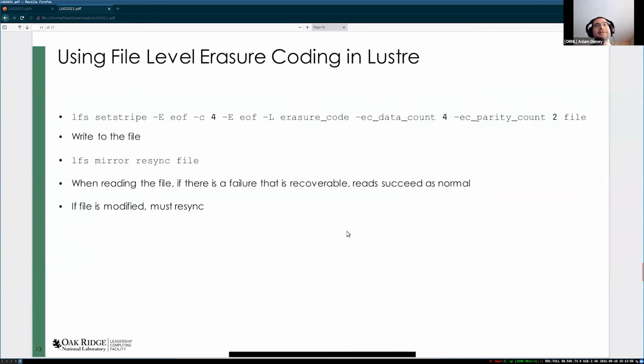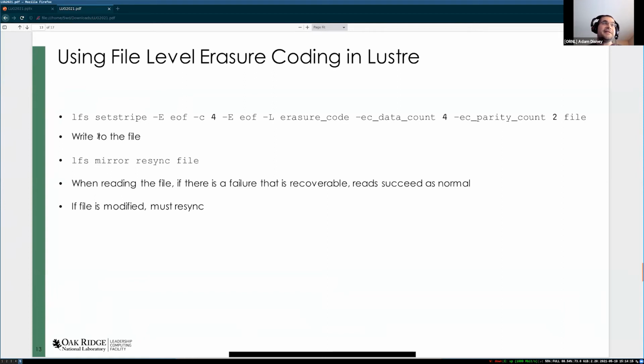So how do you use this? Essentially, you do what I was showing in the previous example. You're going to set the stripe on some file, and then you write to this file, and then you'll have to run a resync, a mirror resync. So similar to the replication feature.